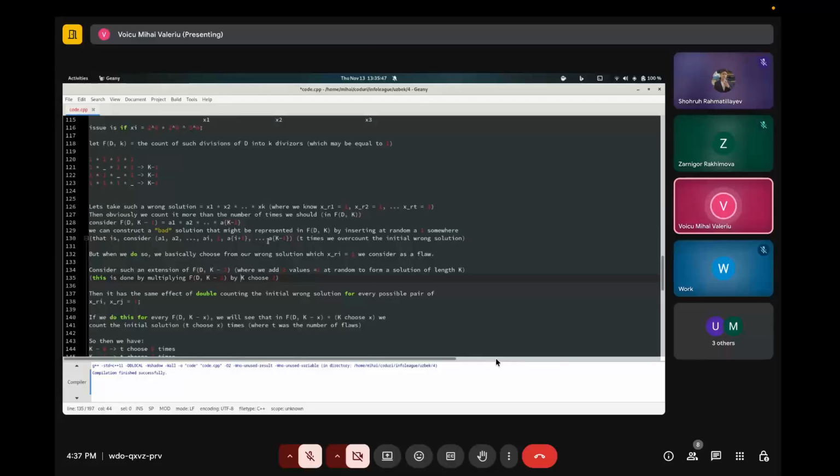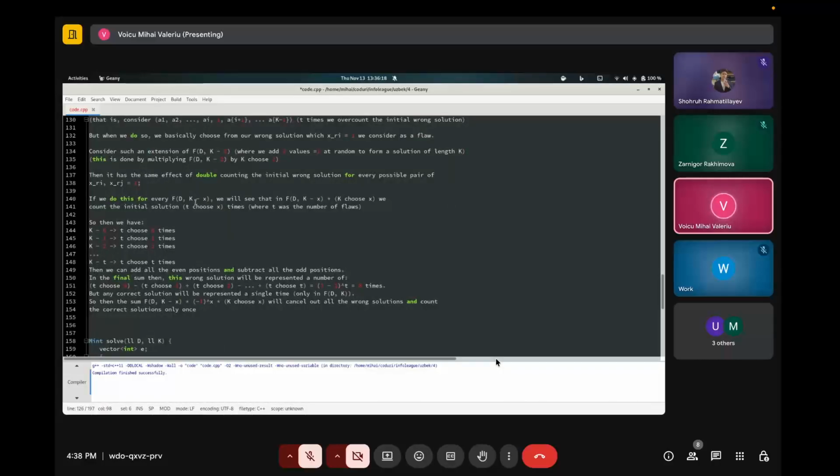Then, in such a case, for this wrong solution, we overrepresent it in this factor by t choose 2 times. That is, we choose which of these two flaws we actually insert here, and then basically the solution that we count here uniquely will be those two flaws that we fixed, erased from the initial wrong solution.